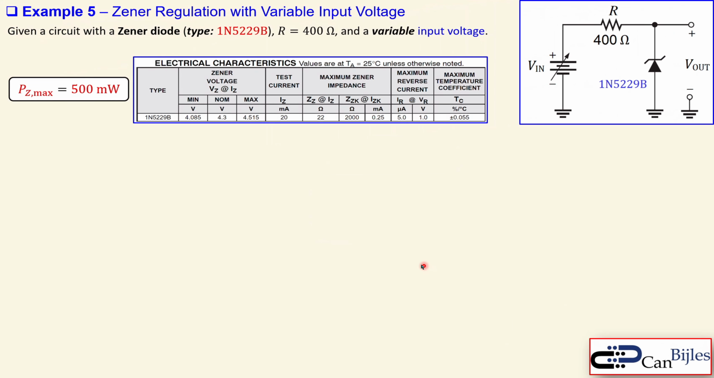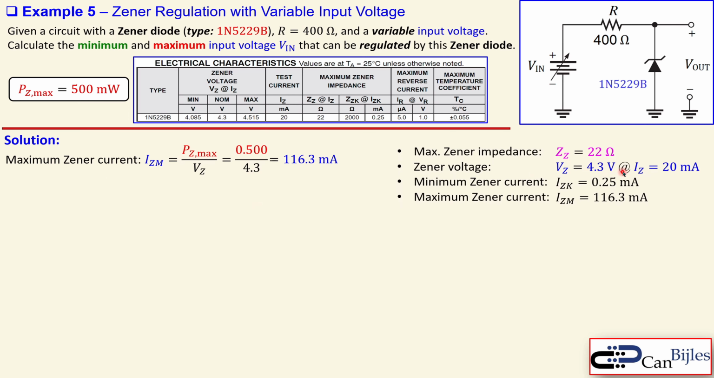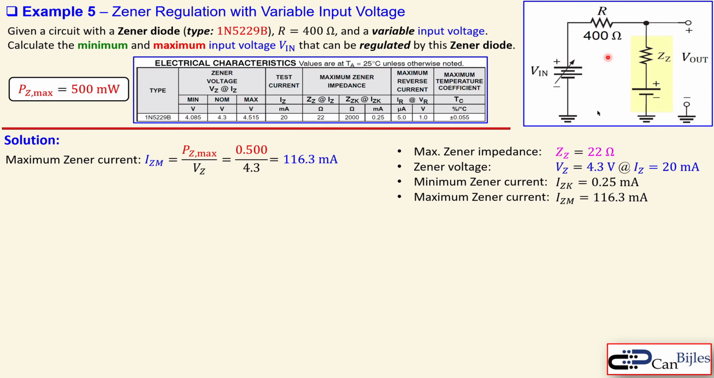But let's now look at the same example again in more detail. So we get again this type, and we'd like to calculate the minimum and the maximum input voltage that can be regulated by this Zener diode. So let's look at the solutions. First, the maximum Zener current, calculating again from the datasheet. And these are the values from the datasheet also. And if I now use this model, because it wasn't taken into account before, but now we will take the Zener impedance into account.